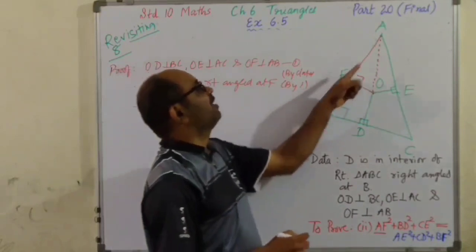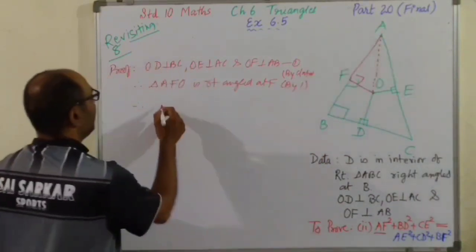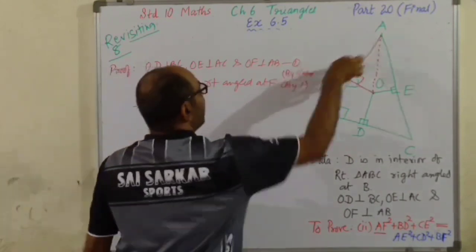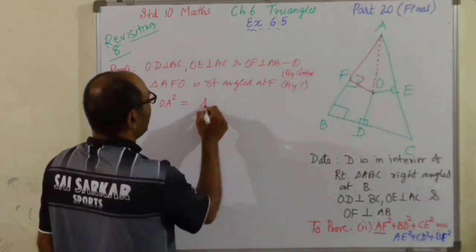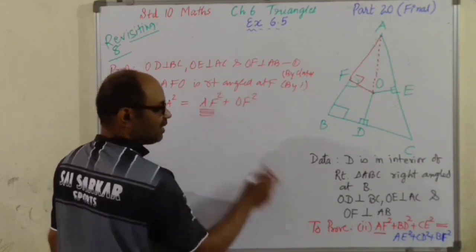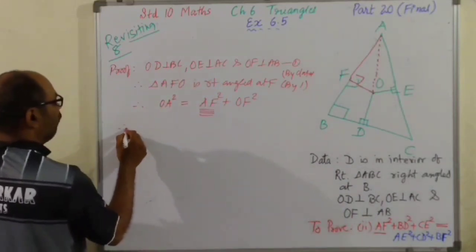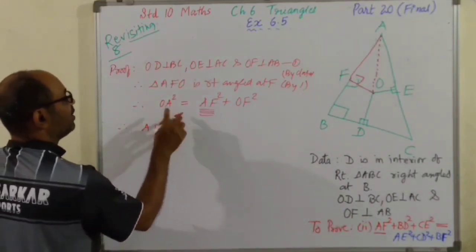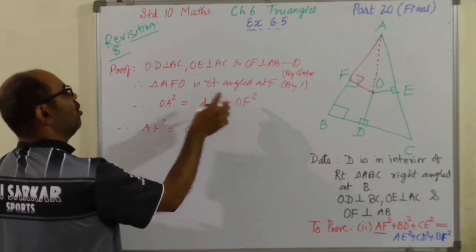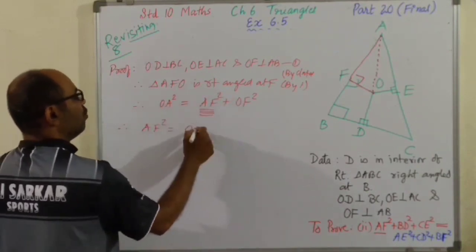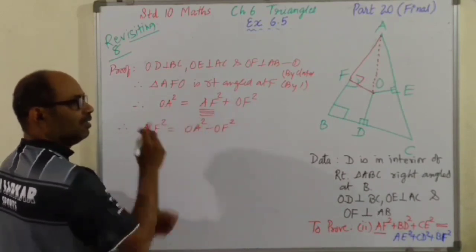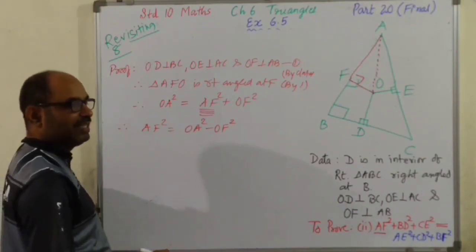Therefore, angle F के सामने वाला side OA. So you can say OA square is equal to AF square plus OF square. But you are interested in AF square. Therefore, AF square, अगर formula का subject बनाएंगे तो OF square minus हो जाएगा. So AF square is equal to OA square minus OF square. I used reflexivity as well, not reflexivity, symmetry.